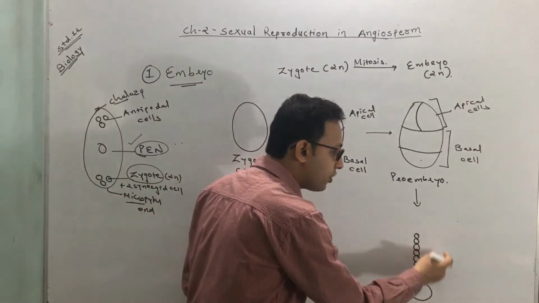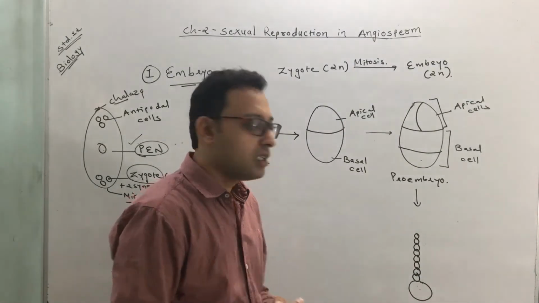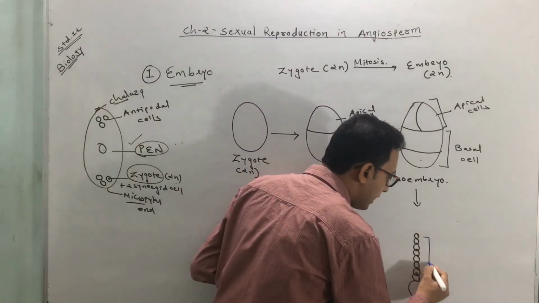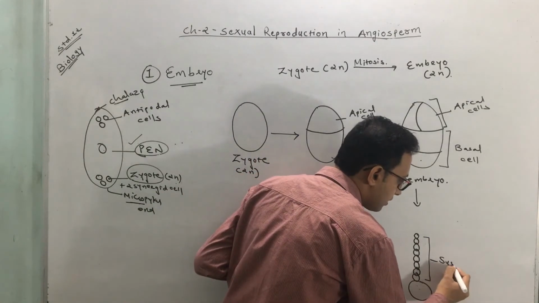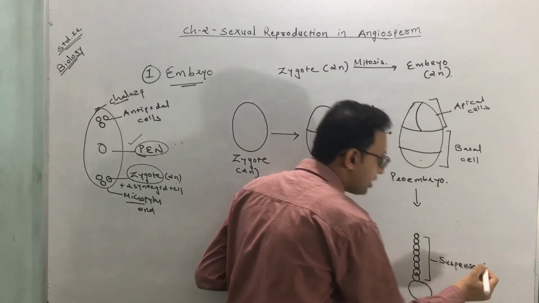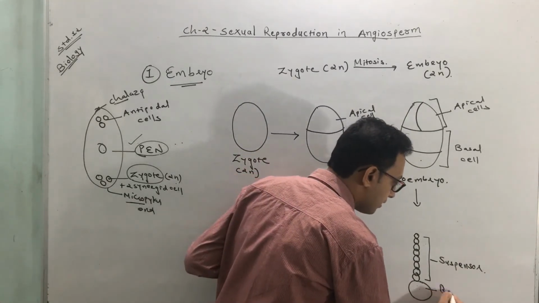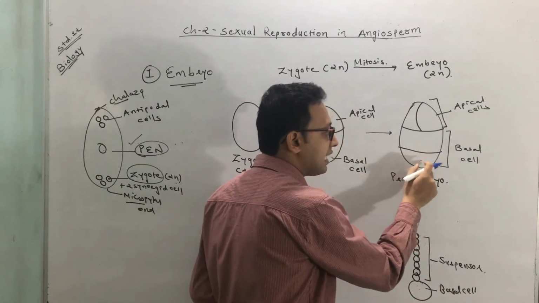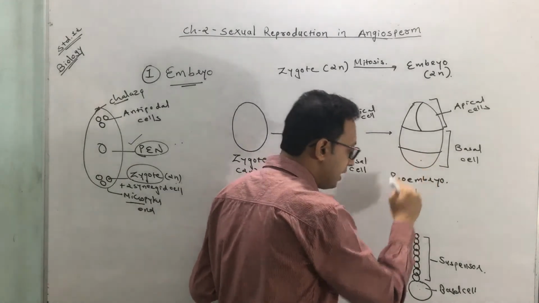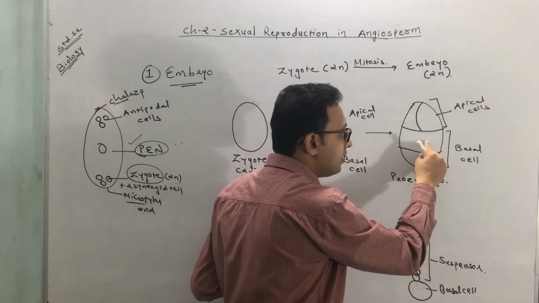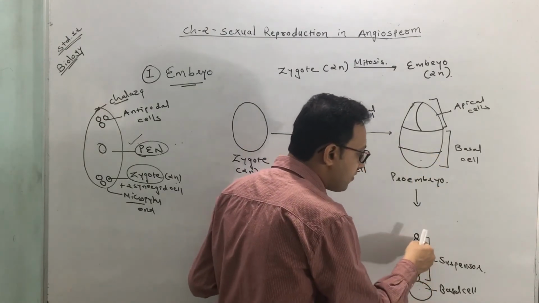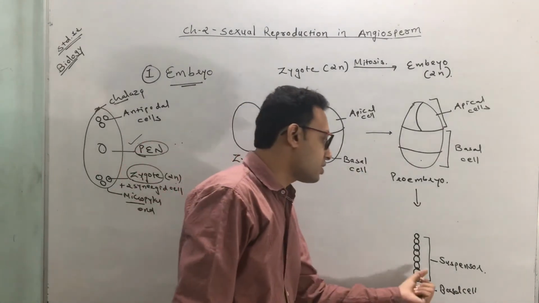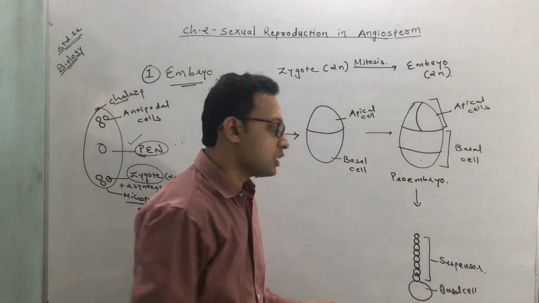I have drawn only a few because of lack of space, but a group of 20 to 25 cells is formed. This is called the suspensor. What is it called? Suspensor. This is a basal cell. One of the basal cells remains as such. The basal cell towards the micropyle remains as such. Now the basal cell towards the chalaza continuously divides and forms a group of 20 to 25 cells, arranged like a filament. We call it the suspensor.